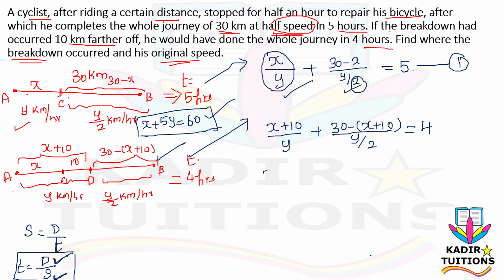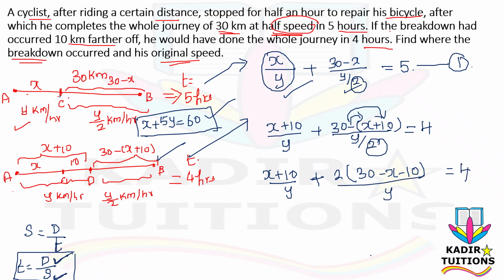simplify it. So we can simplify it like x plus 10 by y, and I can move this 2 to the numerator. So here plus 2 into 30 minus x minus 10. So I am multiplying this minus with each of these terms. So divided by y equal to 4. So now again both have y as a denominator. We can take common denominator as y. x plus 10 is left in the first term, and in the second term we'll multiply this 2 with each and every term. So it's going to be 60 minus 2x minus 20 equal to 4.